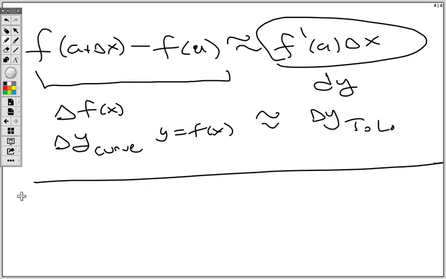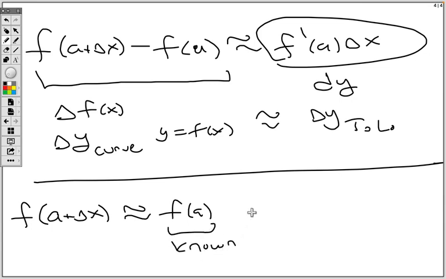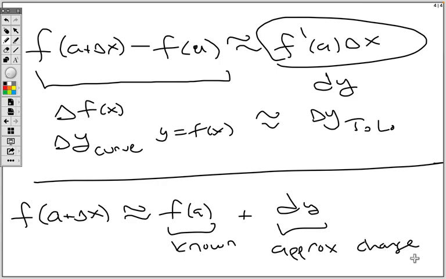And so putting all this together, f of a plus delta x can be recast as the following. You start at f of a, that's your known value, and then you tack on the dy, which is the approximate change. That's an estimate of the change. So does all this ring a bell? This is all what's going on algebraically. We can look at the graph here in a minute. But you remember this kind of thing?